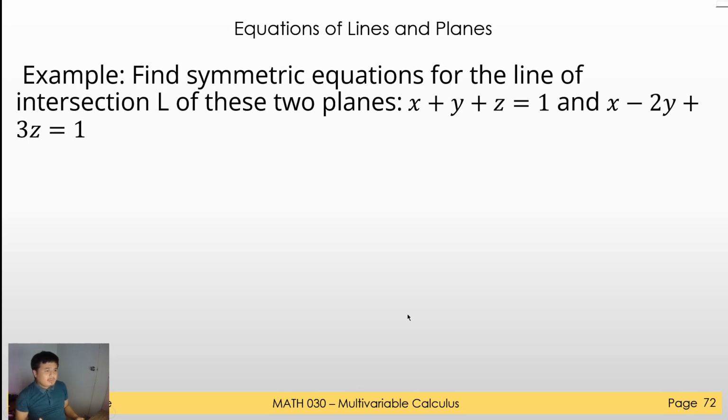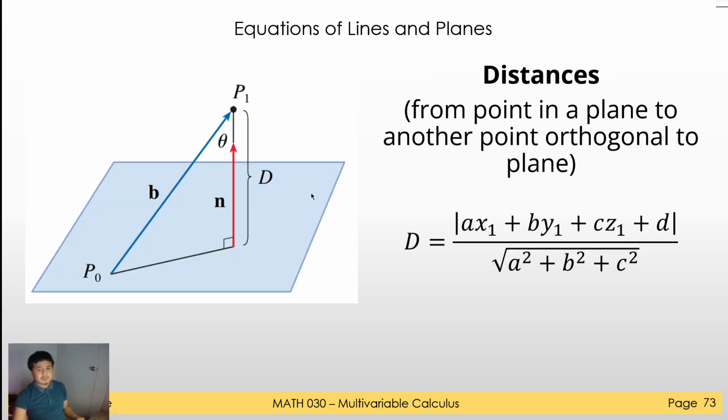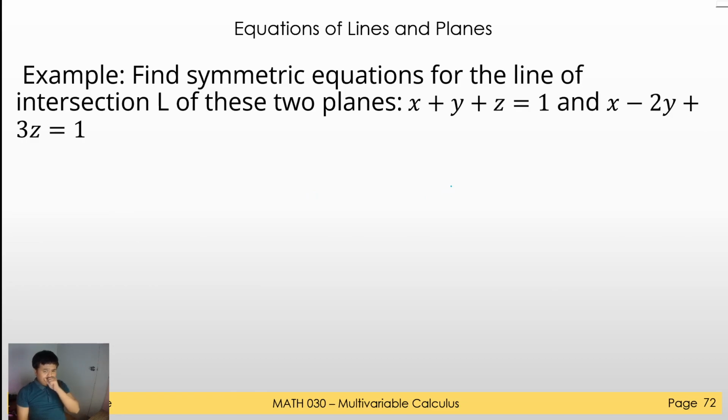Okay, so find the symmetric equations for the line of intersection L of these two planes, x plus y plus z is equal to 1, and x minus 2y plus 3z is equal to 1. I'm sorry. Okay, so how do we do this?